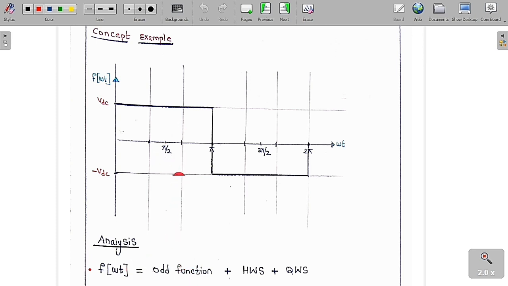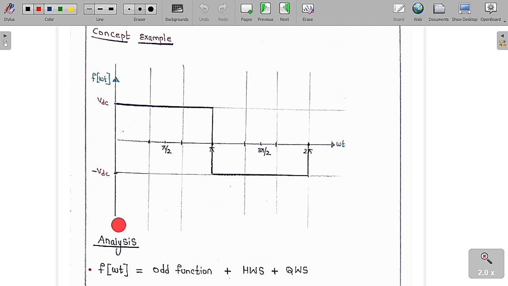This function is an odd function, and it also satisfies the half wave symmetry, because if you delay it by pi and invert it, it is again equal to f of theta. It also satisfies the quarter wave symmetry, which means here f of 90 plus theta is equal to f of 90 minus theta, and f of 270 plus theta is equal to f of 270 minus theta. So we can say that this is an odd function, a half wave symmetry function, and also a quarter wave symmetry function. All these three things are satisfied by this function.